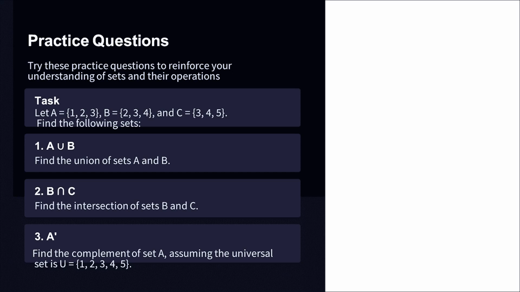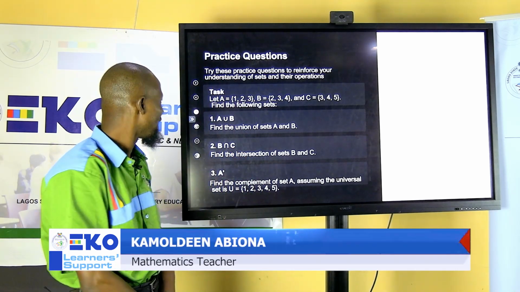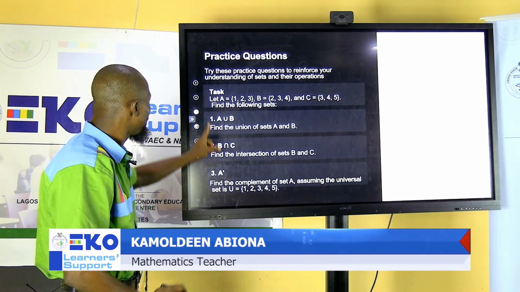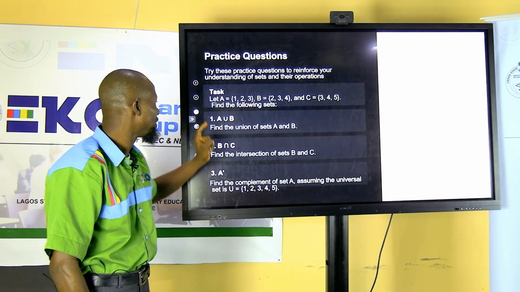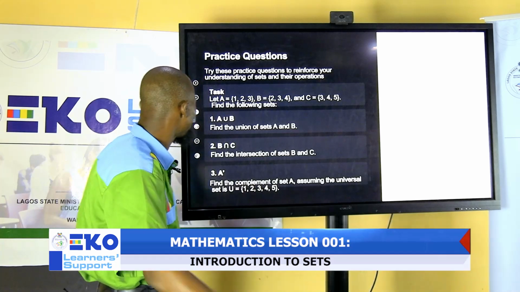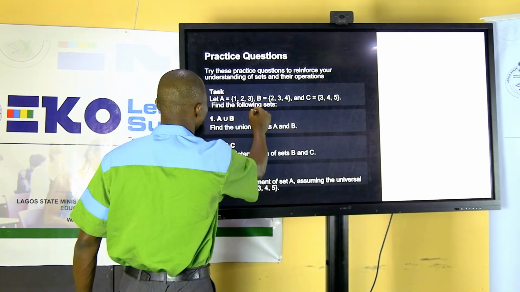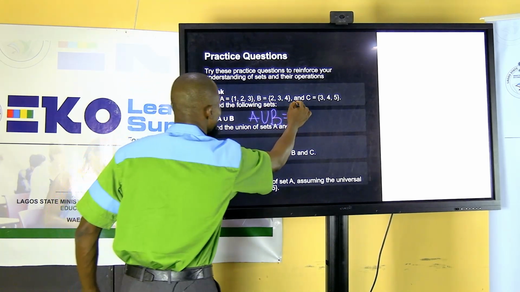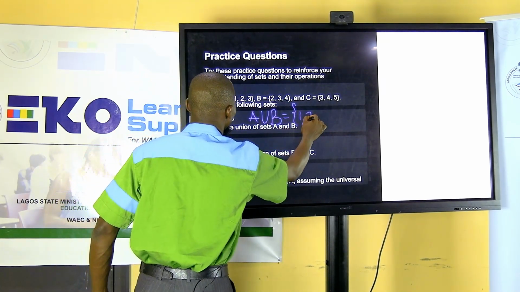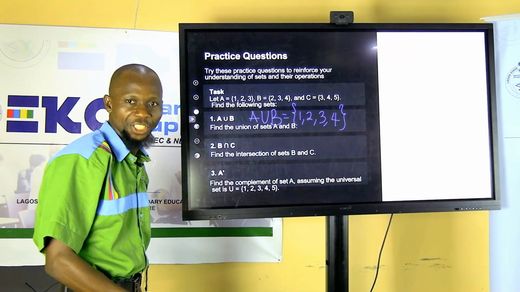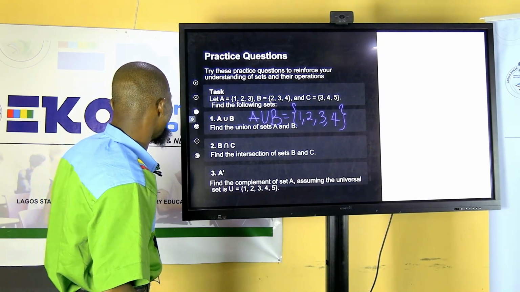All right, welcome back. I hope you got that. Yes, that's good. So let's look at it together again. Set A, set B, set C. A union B. Don't forget, what is union? Union means merging the two sets together without repetition. So A union B. Okay, so we have 1, 2, 3, and 4. Yes, that is A union B. Let's go to the next one.